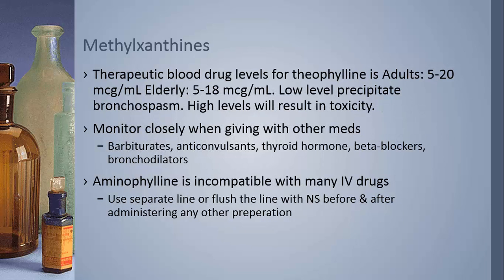All right, so still talking about the methylxanthines, therapeutic drug levels for theophylline in adults are 5 to 20 micrograms per milliliter. In elderly, it is 5 to 18 micrograms per milliliter. Low levels precipitate bronchospasm. High levels will result in toxicity, so it's a fine line, and that's the margin that you want to stay closely in.